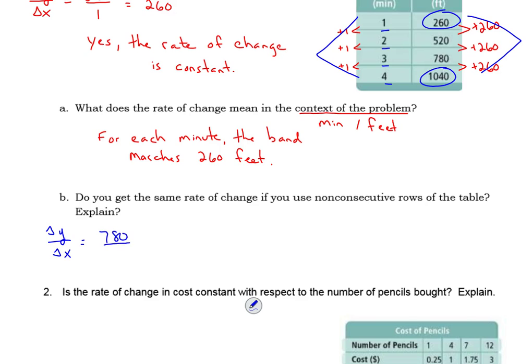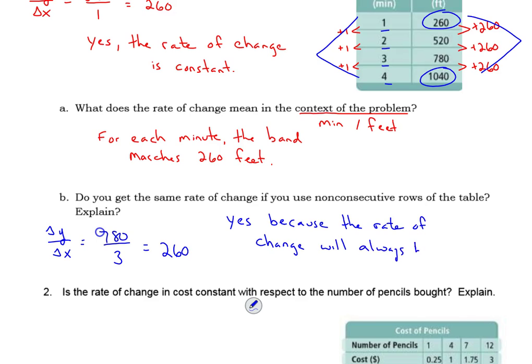And the change in x to go from 1 to 4, I'm changing by 3. So 780 divided by 3 is also 260. So is the rate of change the same using non-consecutive rows? Yes, because the rate of change will always be 260, because it's constant.